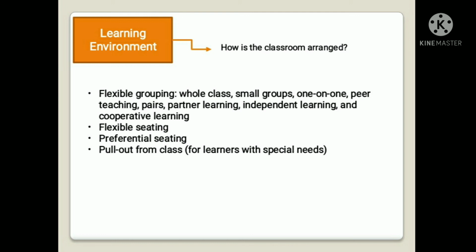These are the differentiation strategies. Flexible grouping, maybe whole class, small groups, one-on-one, peer teaching, pairs, partner learning, independent learning, and cooperative learning. Flexible seating, preferential seating, or pull out from class. This is for learners with special needs.